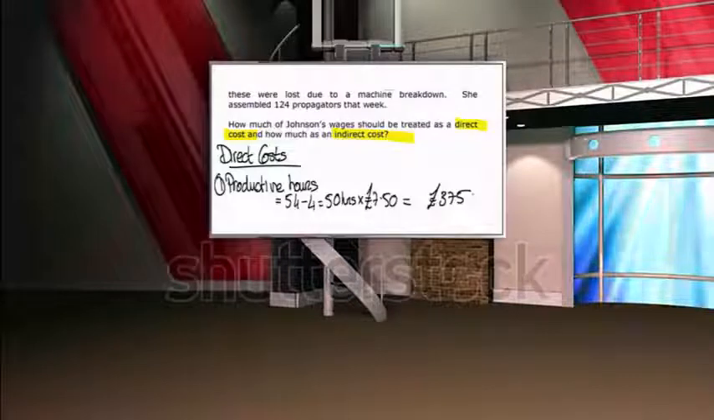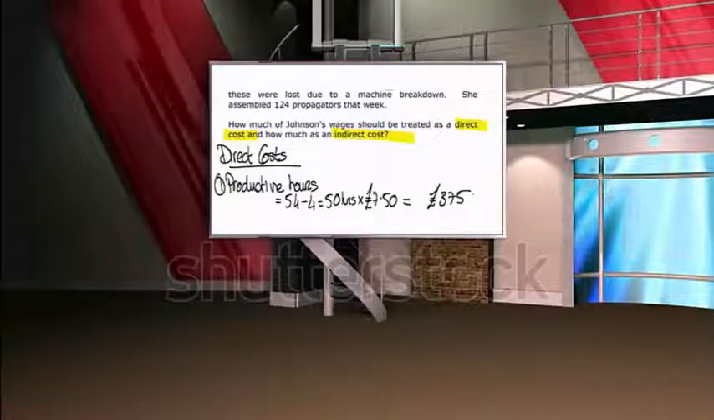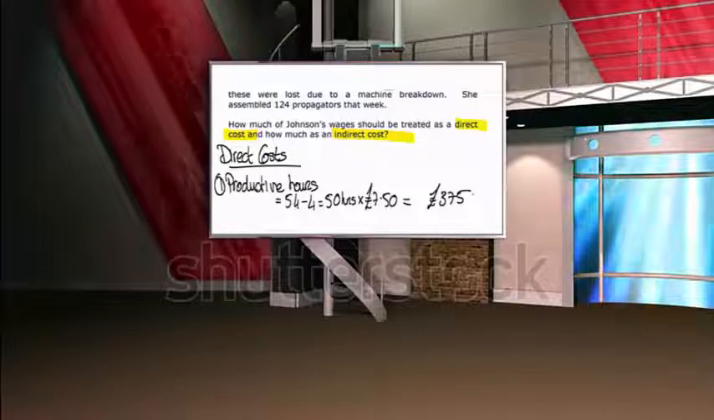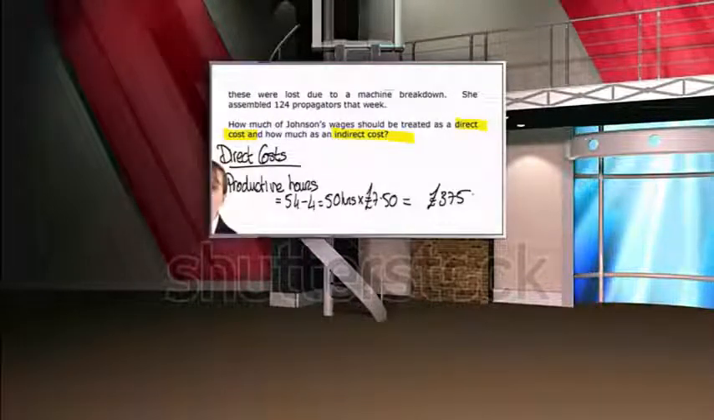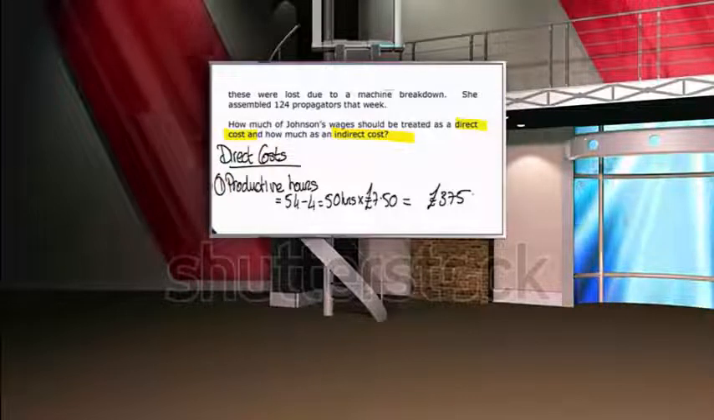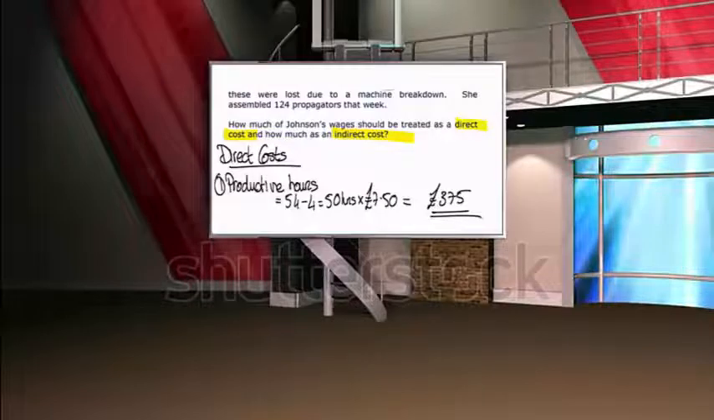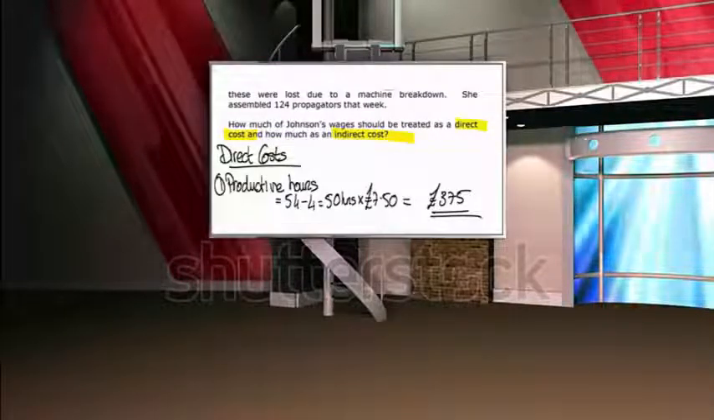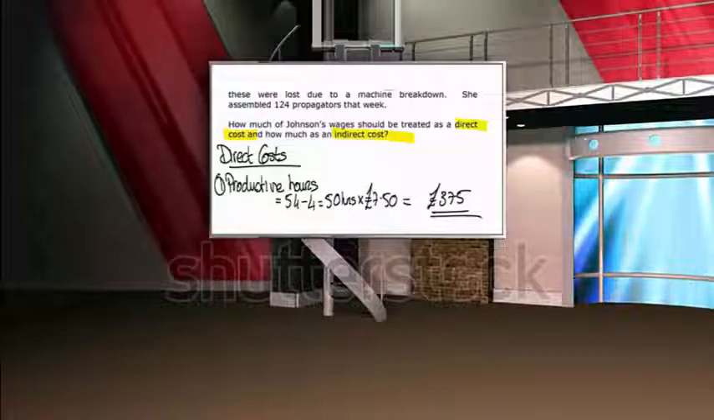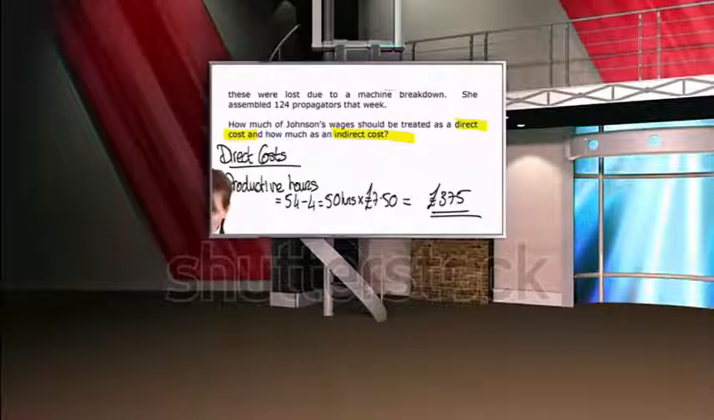If not, you can assume that the overtime was worked because the factory is generally busy, which means all of the overtime premium is going to be an indirect cost, which means as far as our direct costs go, we're done. £375 in total. Everything else is going to be an indirect cost.